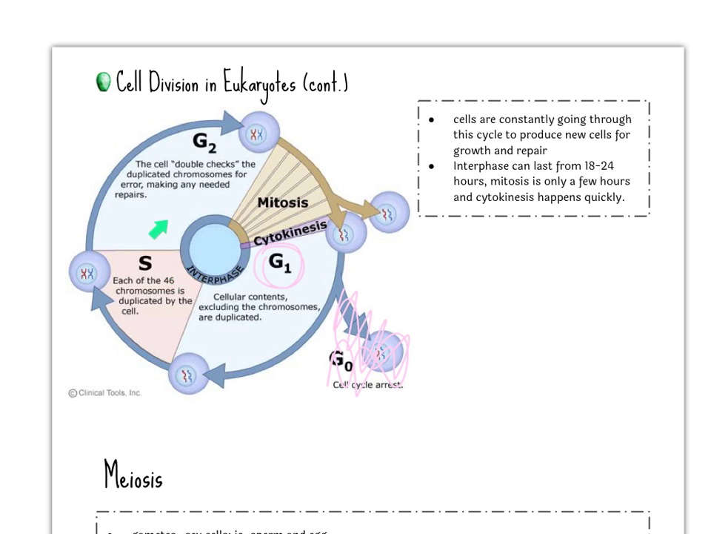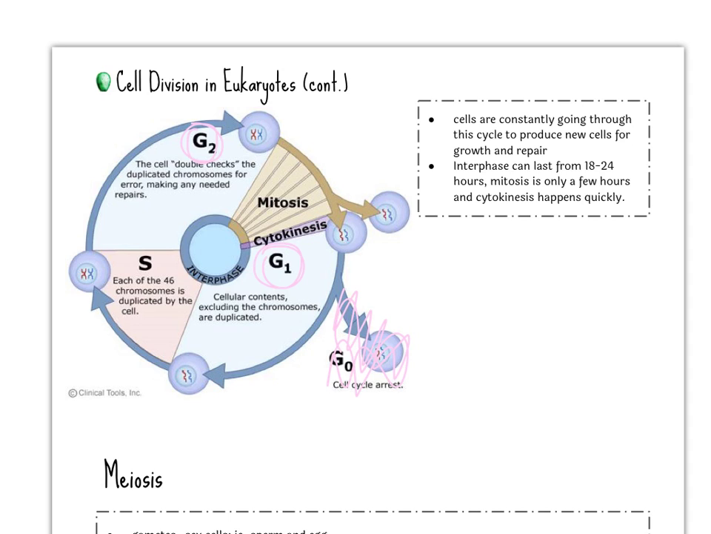We're still in interphase, but we're in G2. And in G2, basically the cell double checks and makes sure that it's ready for mitosis or ready to divide. So here we still have two chromosomes, four chromatids, which is double what we had over here. And then we go into mitosis. Okay?